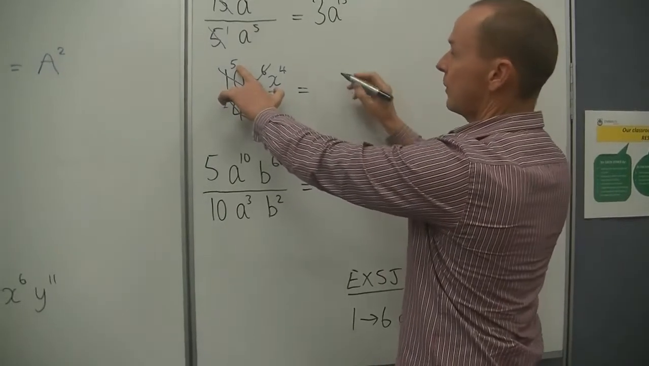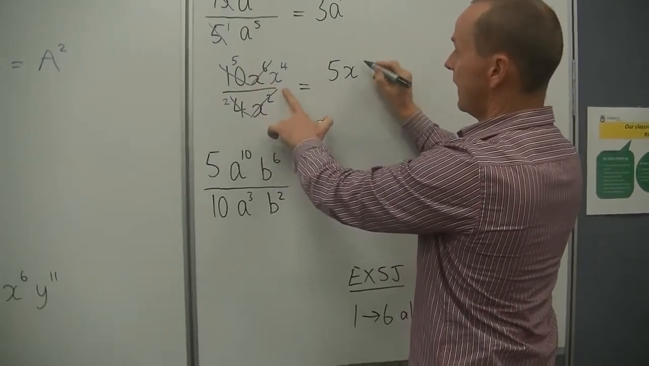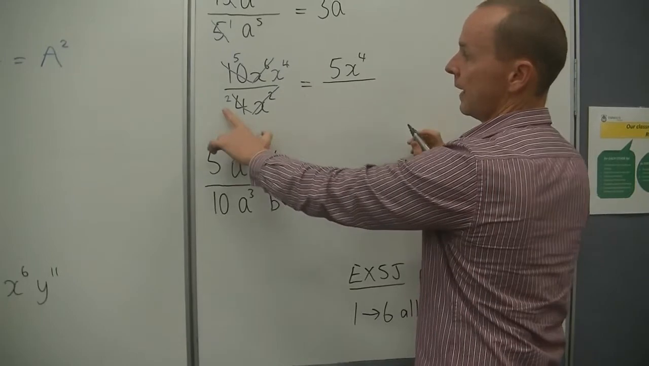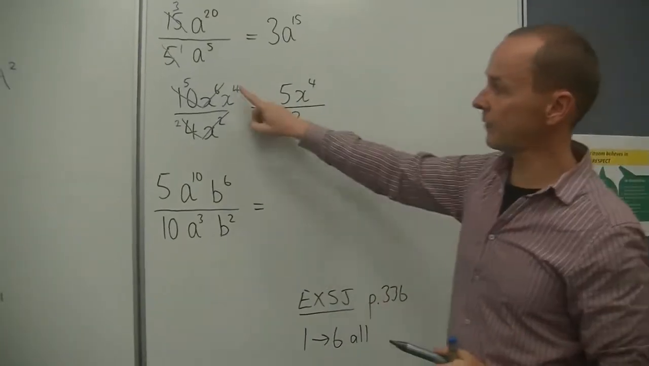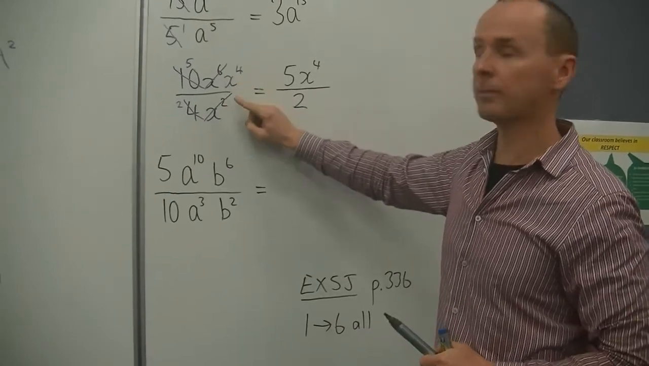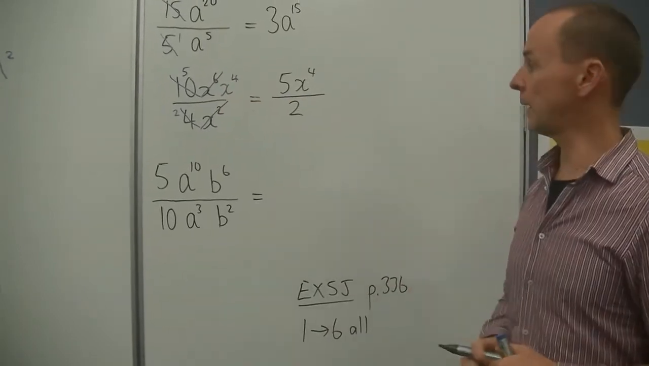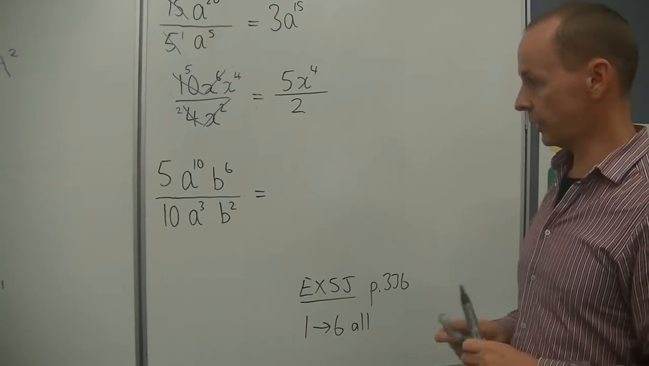So now we just write down what we've got left. We've got 5, x to the power of 4 on the top line, and on the bottom line we're just left with 2. See, so I cancelled the x's, the common terms, or you can just use the rule that we just talked about. And the last one is a really hard one.